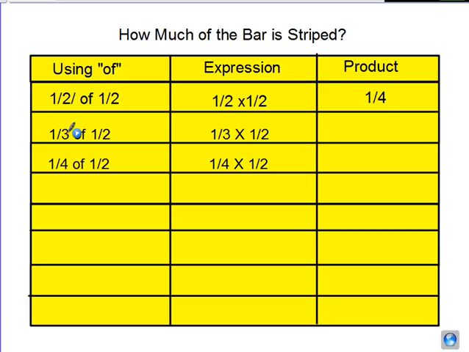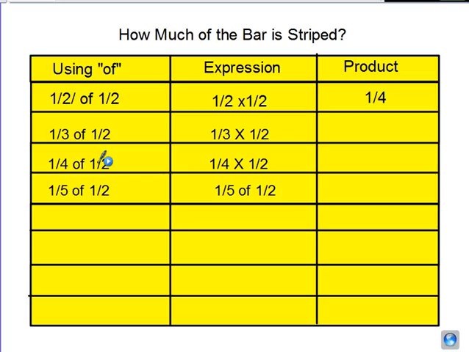Well, let's draw this one out: 1/3 of 1/2. Right away it tells me how many parts I'm going to need to break the bar into: thirds. Of one of those parts of the bar, what am I going to do? I'm going to cut that in half and shade in how many parts of that half? 1. So my expression is 1/3 times 1/2 equals, and how much is shaded in? Figure that out.